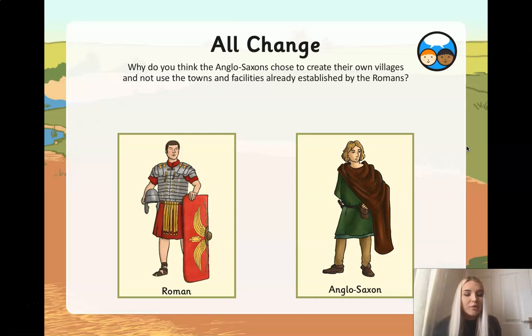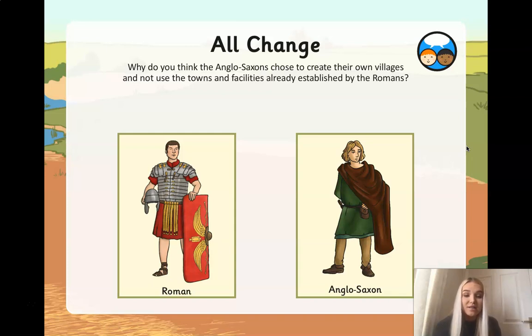Okay, so you might have said some similar ideas to what I'm about to tell you, but the Anglo-Saxons wanted to start again. They wanted to just make this village their own. They wanted to make their Britain their own place. They didn't want any remains of the Romans being there, because it would mean that they were quite competitive, and it would mean that it wasn't their own, was it?